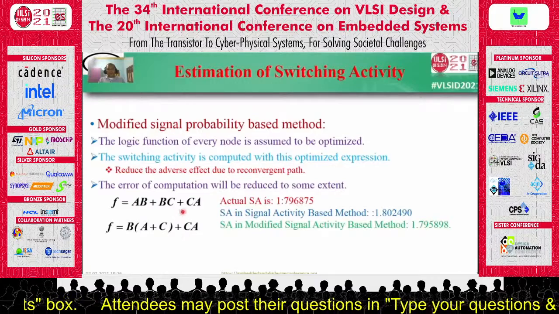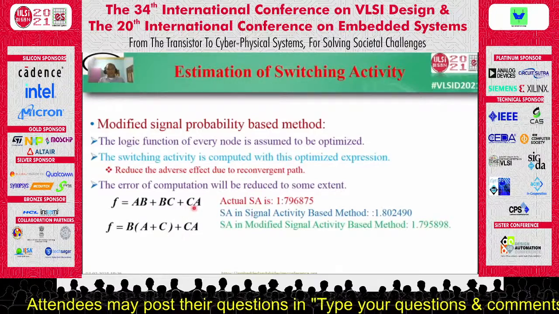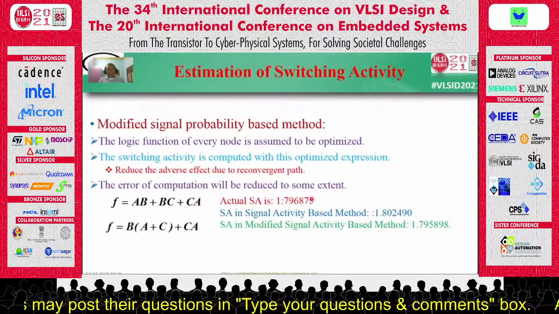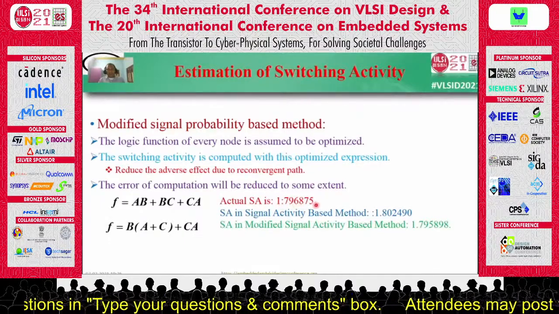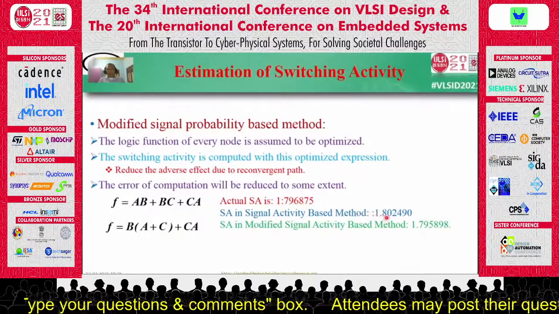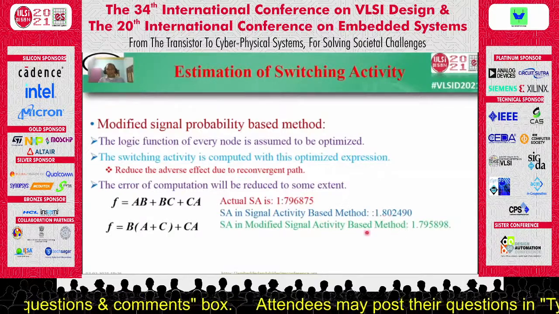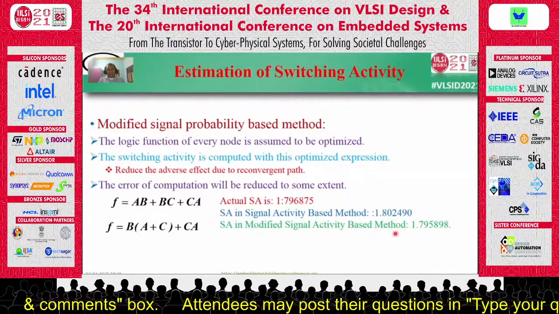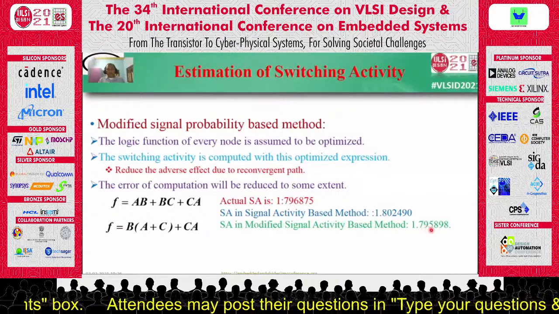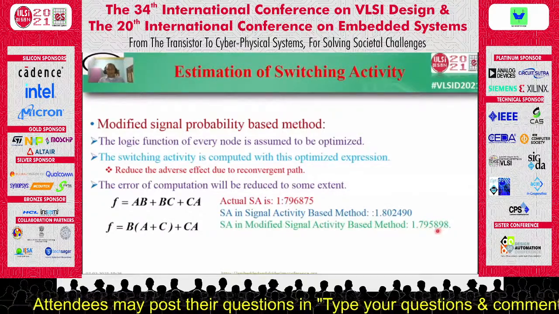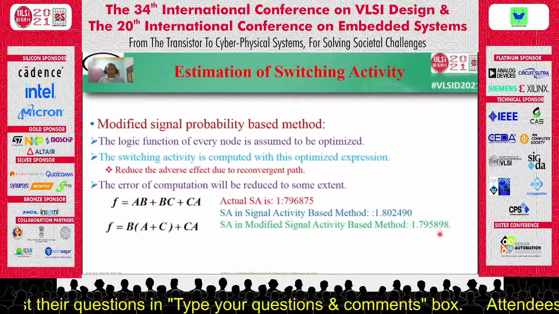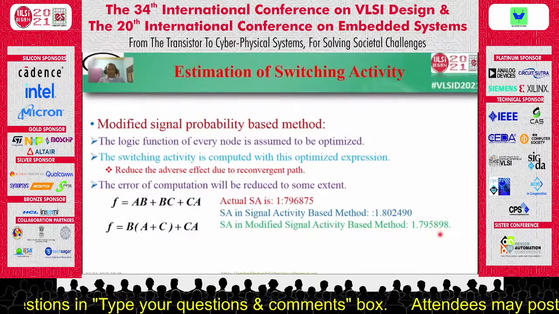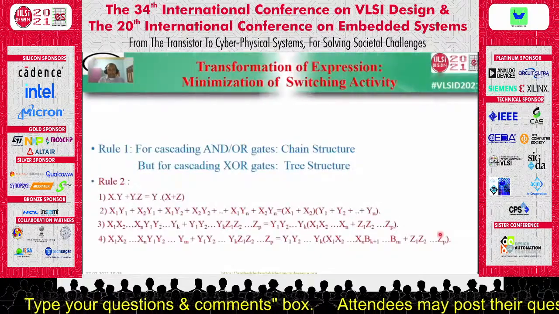Now the total switching activity of this circuit, actually, is 1.796875. Using the signal probability based method it is 1.80, and using the modified signal probability based method it is 1.795898. So though it gives an approximate result, it is very close to the actual one, and this will produce the result in polynomial time.